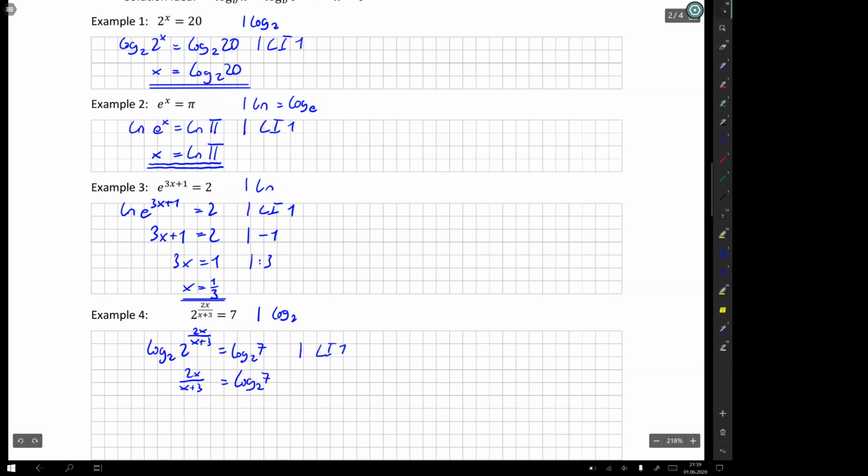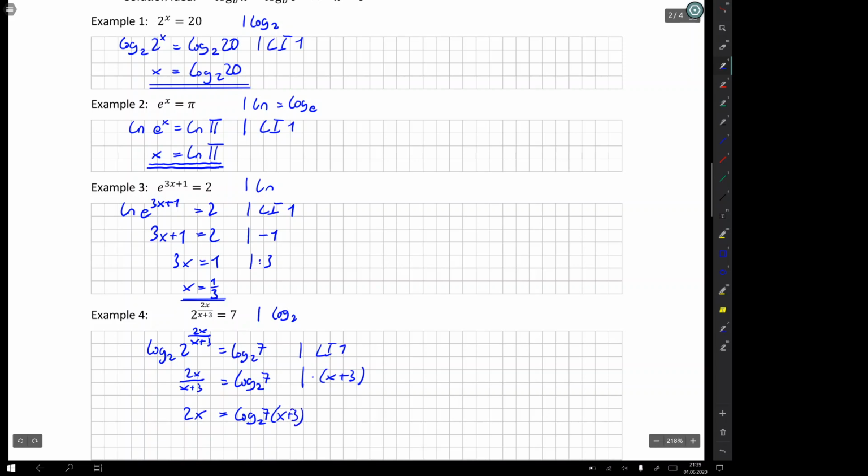Now just remember, this logarithm of 7 in base 2 is just some strange number. It'll be a little bit less than 3, so it could be maybe 2.8. And now we have to solve it. Just imagine for a moment it would be just 3. What will we do then? Well, we have to multiply with x plus 3. So we get 2x is equal logarithm of 7 in base 2 times x plus 3.